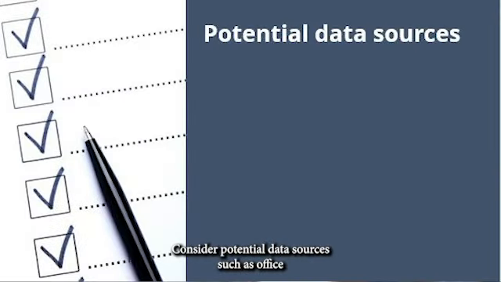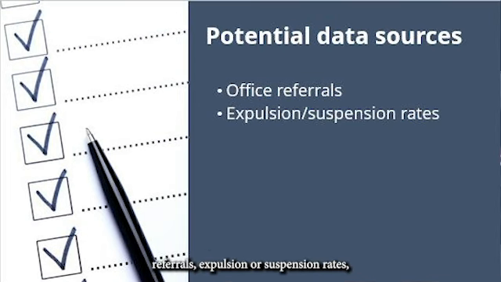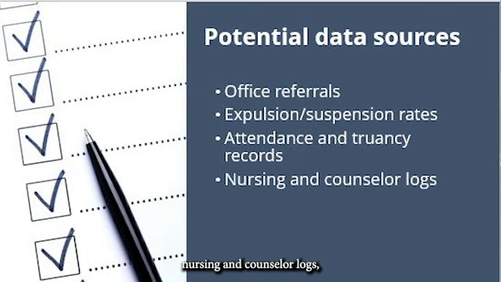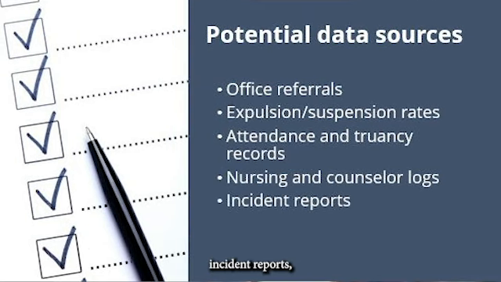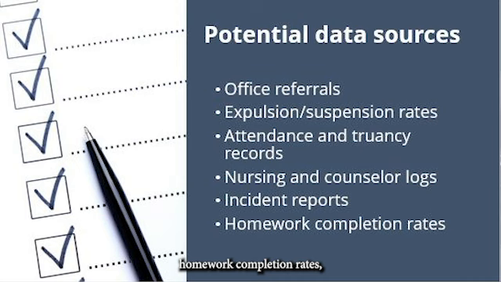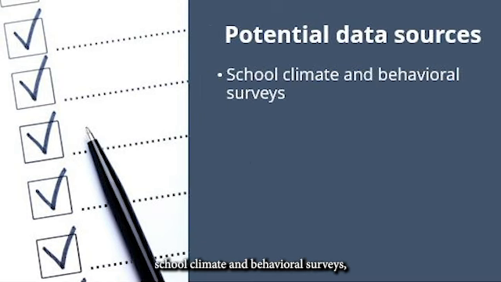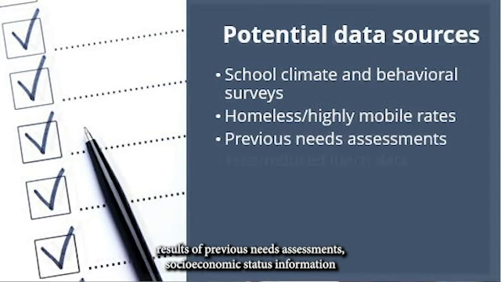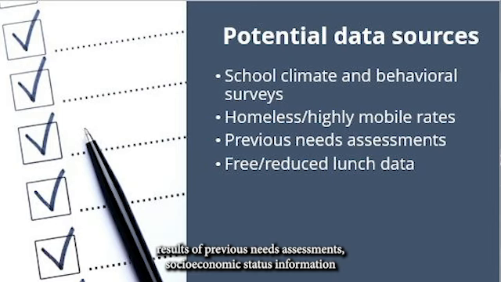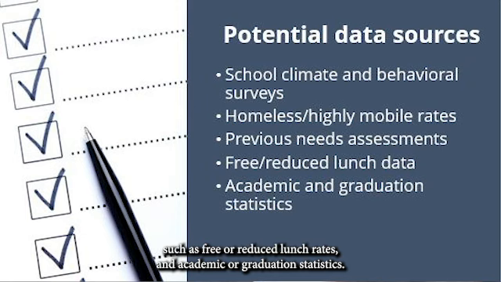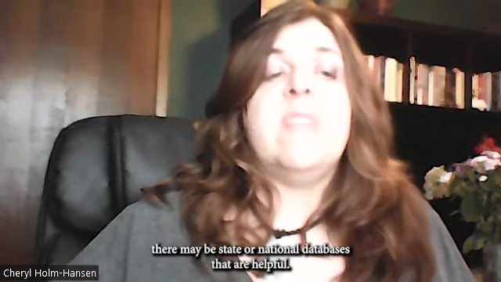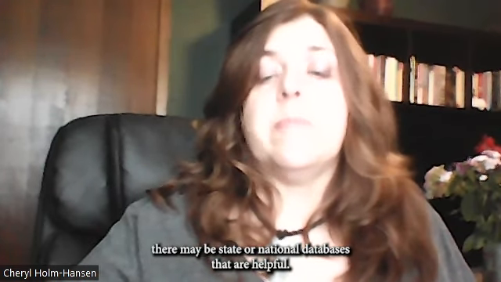Consider potential data sources, such as office referrals, expulsion or suspension rates, attendance and truancy records, nursing and counselor logs, incident reports, homework completion rates, school climate and behavioral surveys, rates of homeless highly mobile students, results of previous needs assessments, socioeconomic status information such as free or reduced lunch rates, and academic or graduation statistics. In addition to your school or district data sources, there may be state or national databases that are helpful.